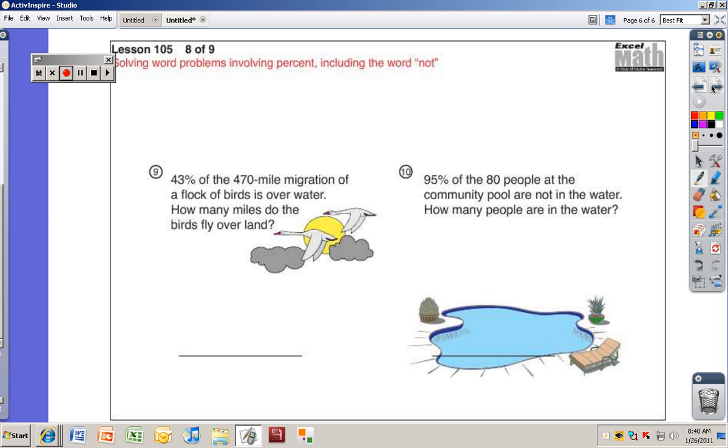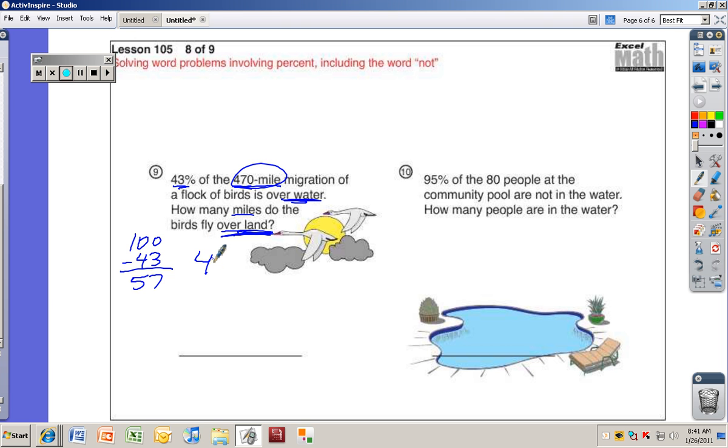All right, we got one more page to go. Pause the video, do these 2 problems, turn it back on when you're ready to see the solution. Number 9, 43% of the 470-mile migration flock of birds is over water. How many miles do they fly over land? So land is the opposite of water. We're going to have to change this 43% to the opposite percent of that. 100 minus 43 is 57. So 57% of these 470 miles is over land.